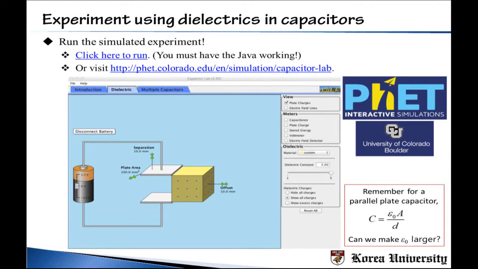Try to remember how you calculated the capacitance of a parallel plate capacitor. We said that in order to increase the capacitance, we have to have the area large or the distance small. But then there was another factor, actually a constant coming into the equation, which was epsilon naught. We called it the electric permittivity constant. Then comes a question: can we actually make this epsilon naught larger, and then make the capacitance larger? We will discuss this after doing this simulation.